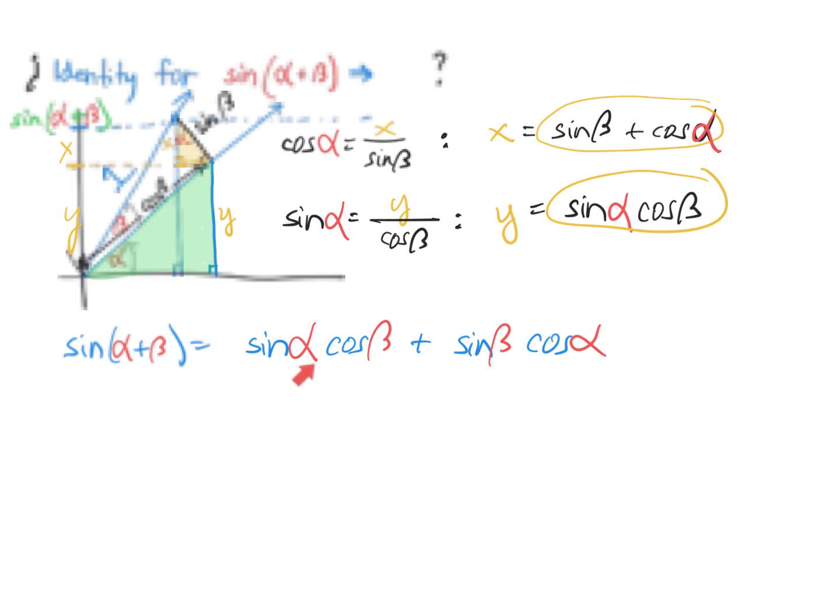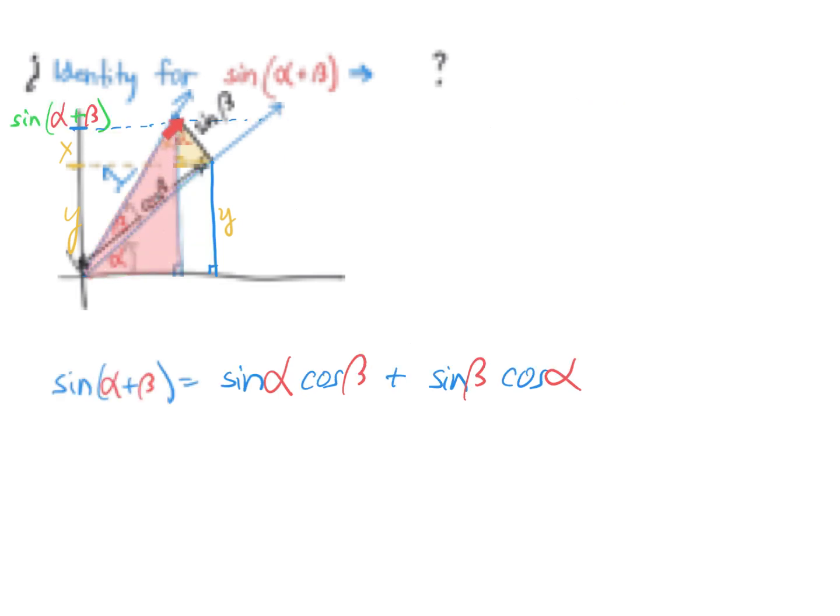There it is. All right, we can also use this picture to find the formula for the sum of two angles when we take the cosine ratio. If we refocus on this right triangle, whose angle is alpha plus beta, cosine of alpha plus beta is equal to this adjacent side divided by the hypotenuse of 1. And therefore the adjacent side is cosine of alpha plus beta.